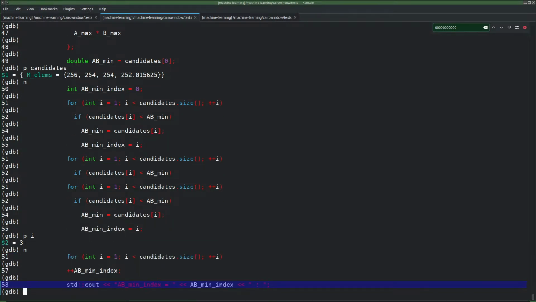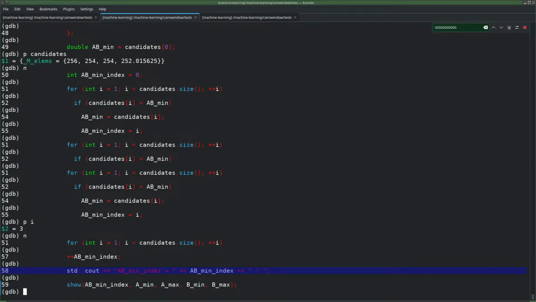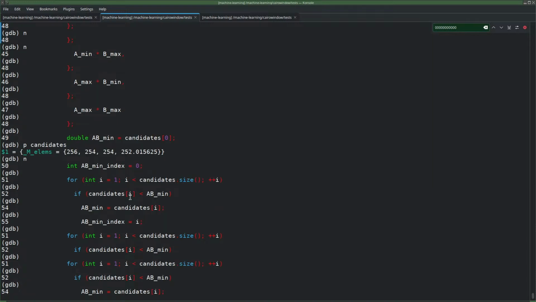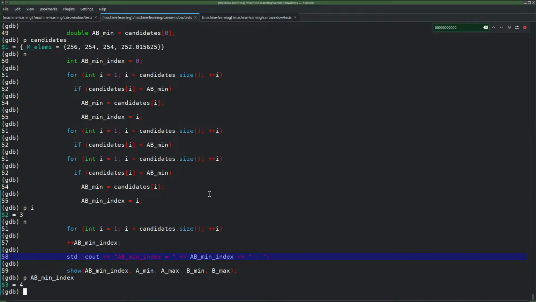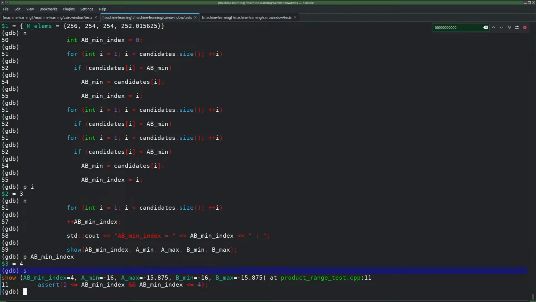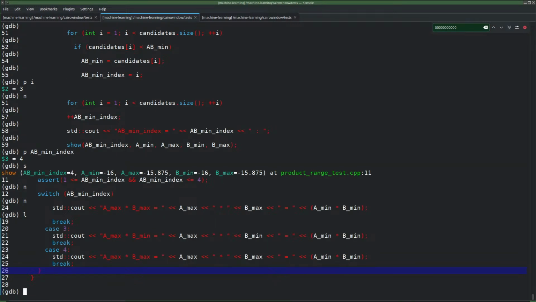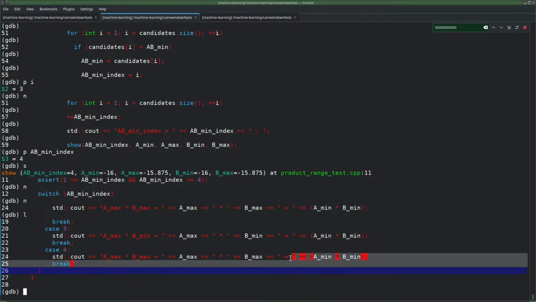And then we increment it. Now the index is set to 4. Print it. This was printed 4. And then we call show. And that 4 refers to this, the last one in the array, or max times max. Then we go into show, switch on AB min index, and then we end up here indeed with 2 maxes, and we print the min. I found it.